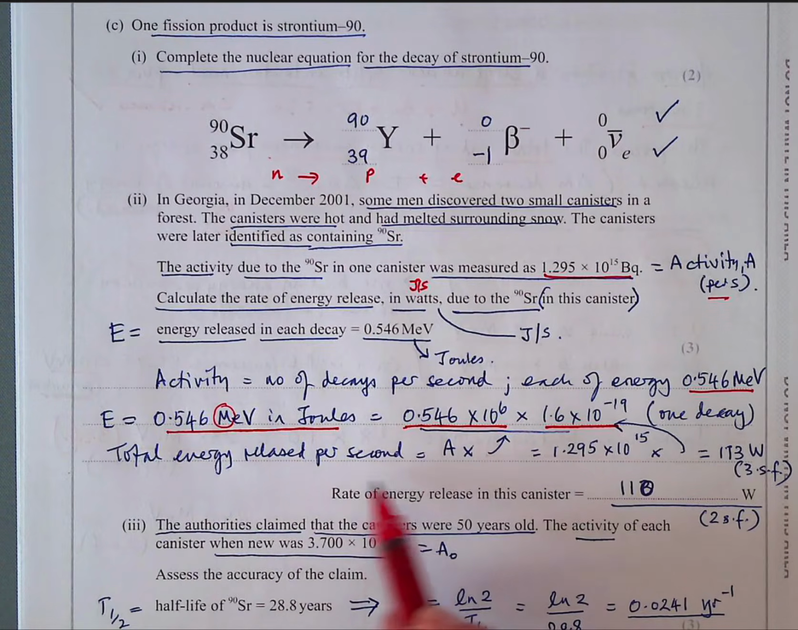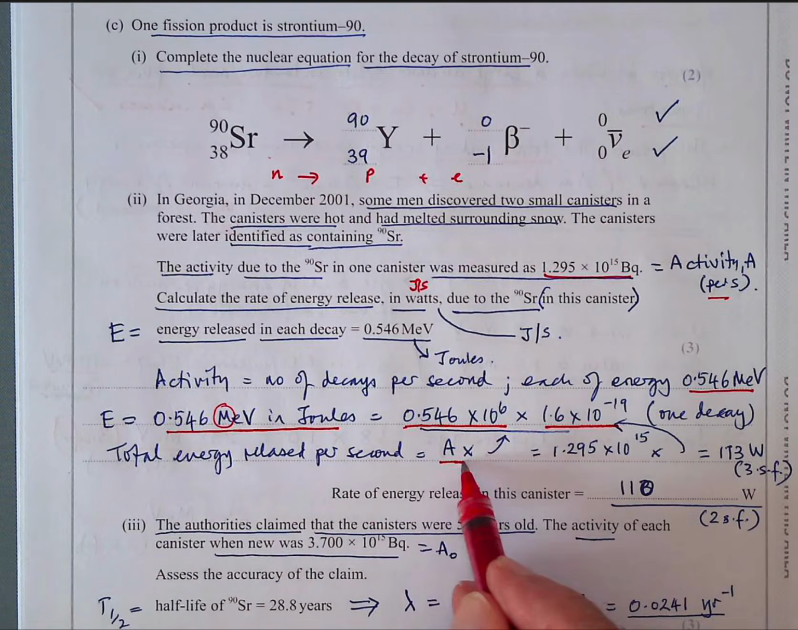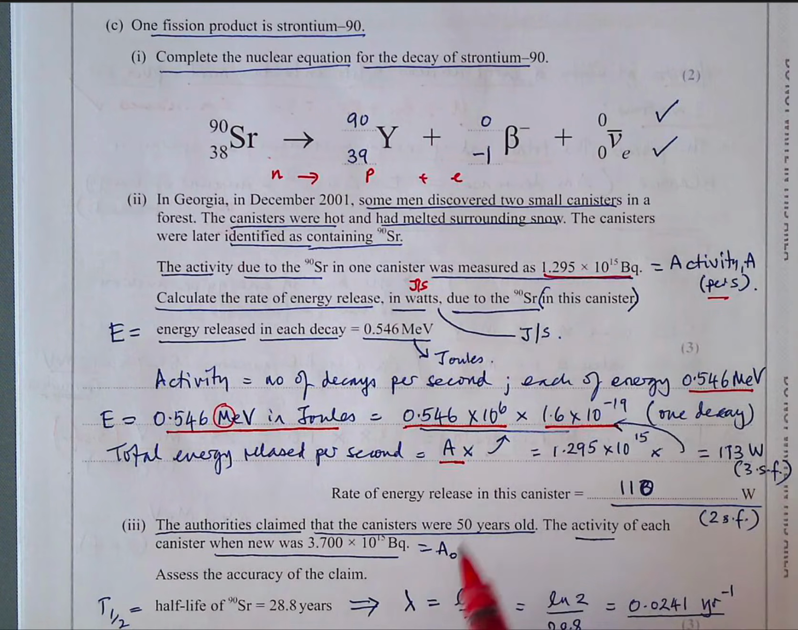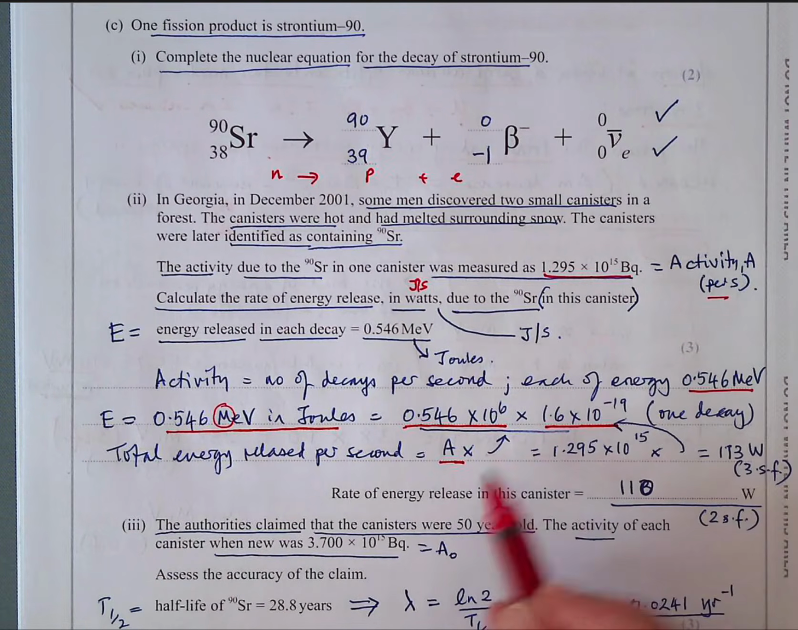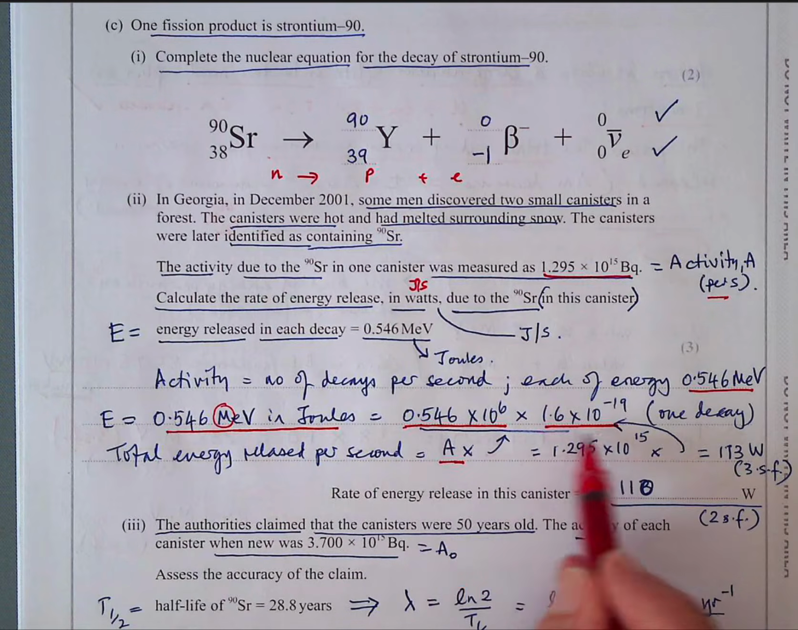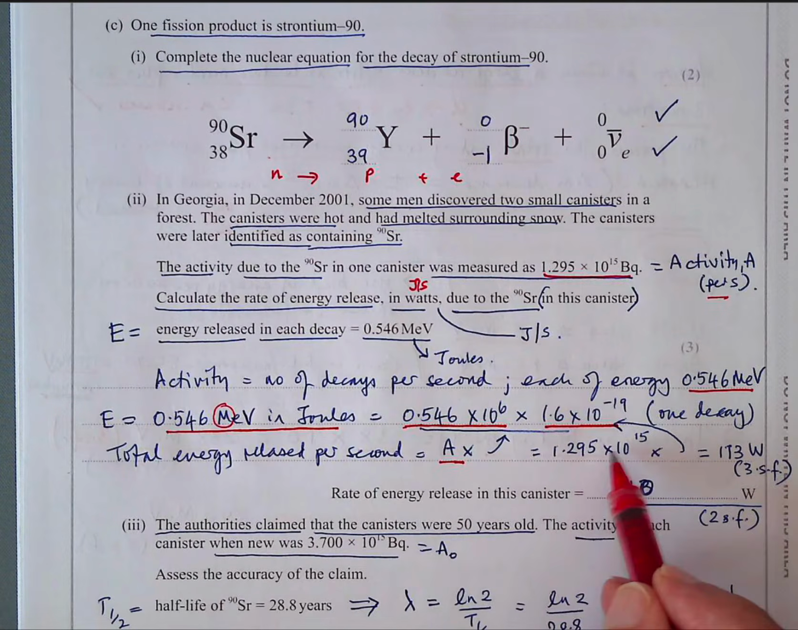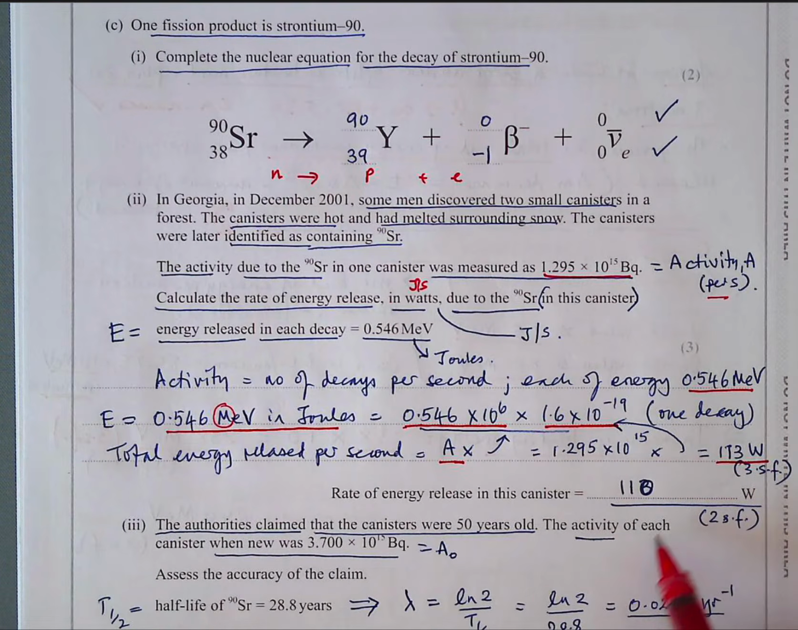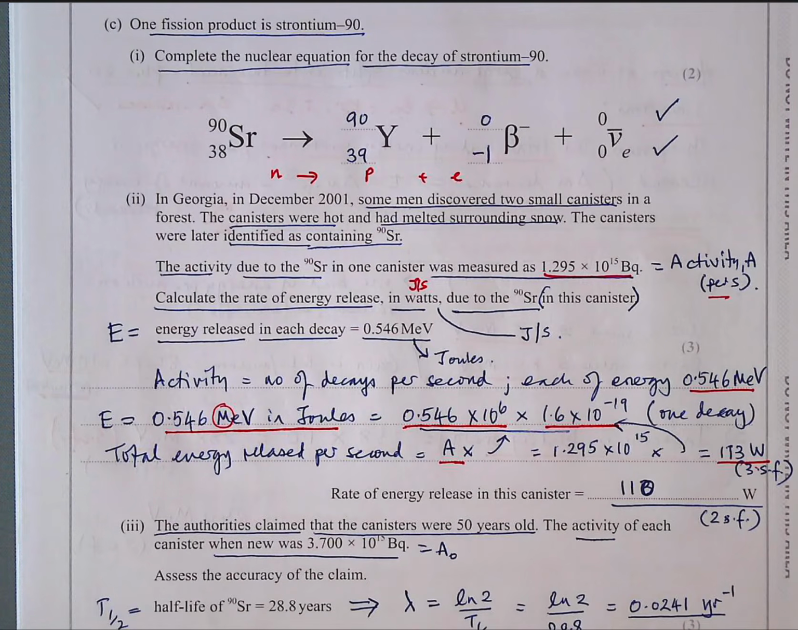The total energy released, therefore, is the activity, which is given to us, how many are decaying per second, multiplied by this number, the top number we just worked out. If you do that multiplication, you'll get 113 watts. That's 3 significant figures. If you want to be less accurate, 2 significant figures, you can put it to 110. I didn't have enough room to write it all out, but I think you can follow that method.